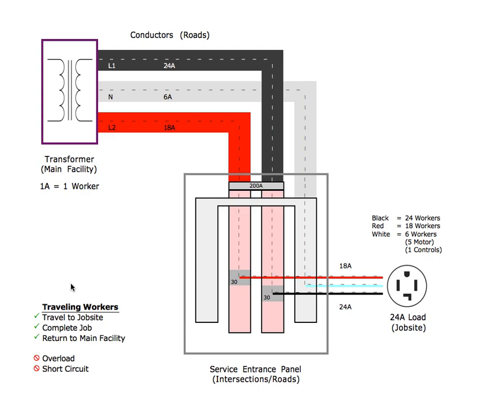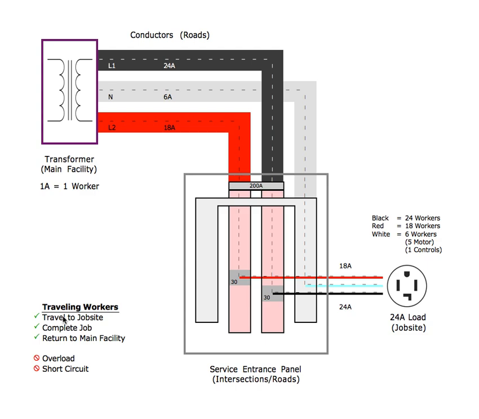Now, the traveling workers analogy has requisite conditions, things that have to happen. The workers have to travel to the job site. They must complete the job, and then they must return to the main facility. If 24 workers leave this facility, 24 workers have to come back. And each of these requisite conditions must be satisfied, or you will have an unsafe condition.